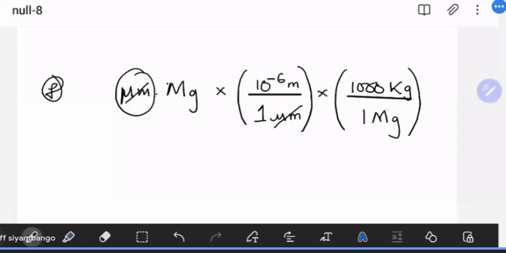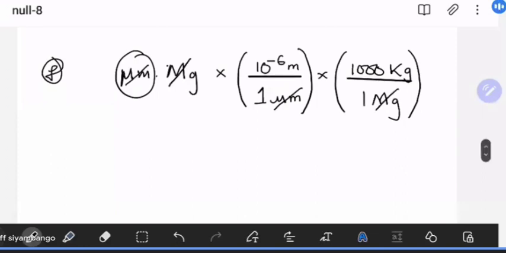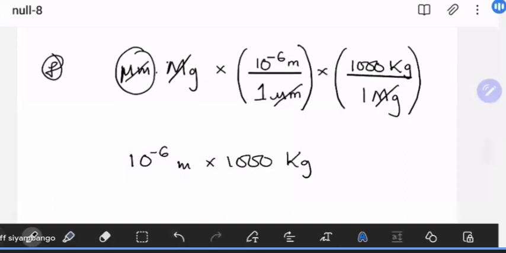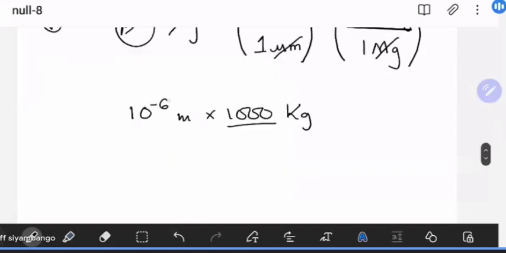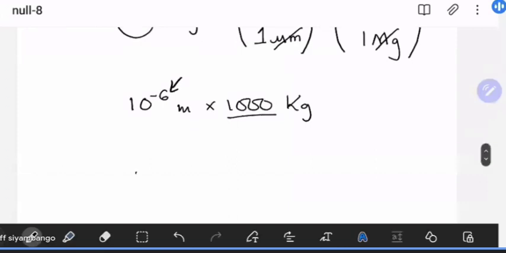So having done this, this will sort out the mega, so that now it's just a matter of simplifying. So this is just 10 to the power minus 6 multiplying. So this is in meters, multiplying 1,000 kgs. So that when we simplify, the three zeros will eliminate 3 from that, leaving us with 10 to the power minus 3 meter and the kg there. That becomes the solution. Is that okay?